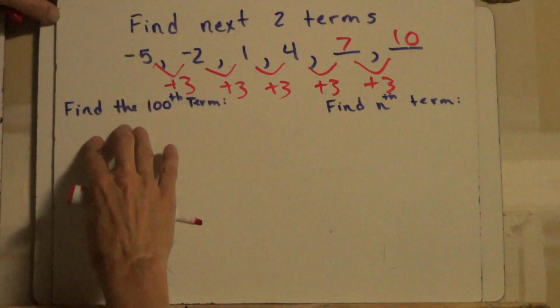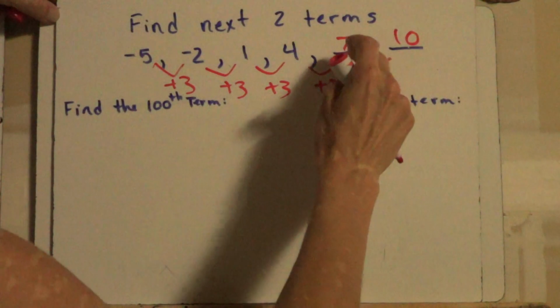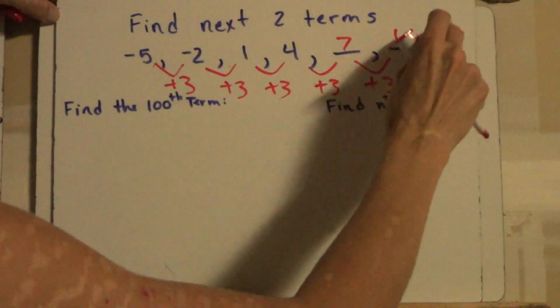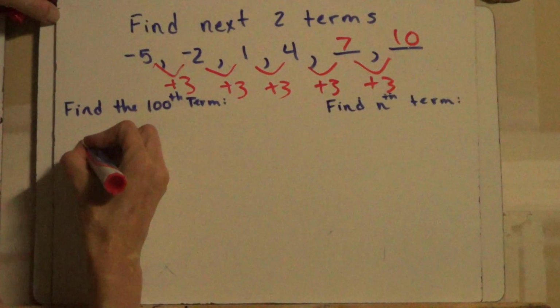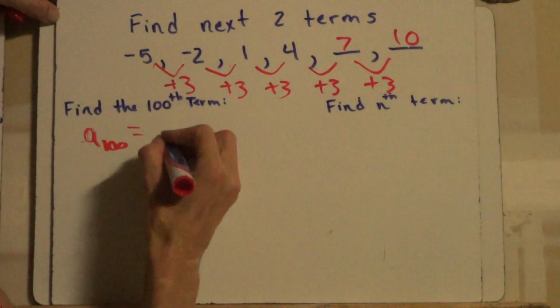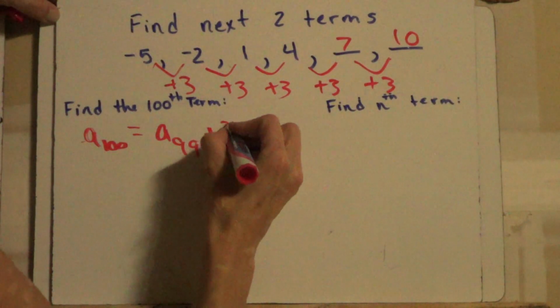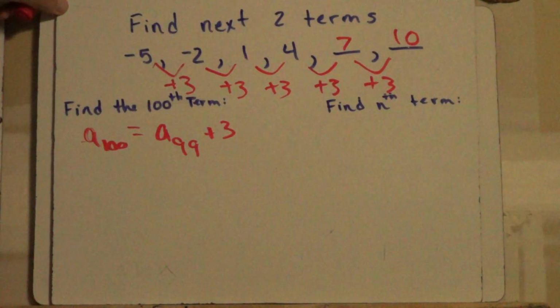And now it says find the 100th term. Well, we know if we have the 99th term, we can just add 3. So we could put A100 equals A99 plus 3. Problem is, I might not give you that 100th term. So you might have to find it like with the first term.